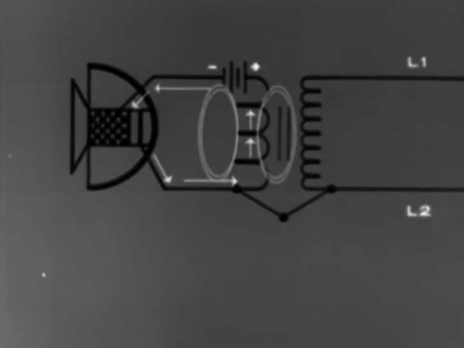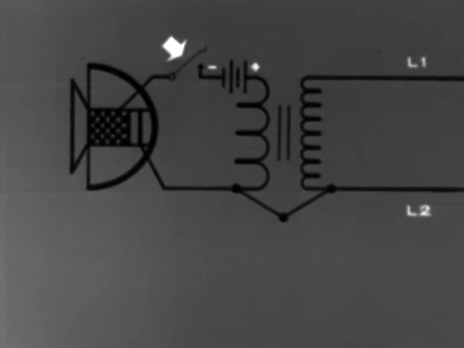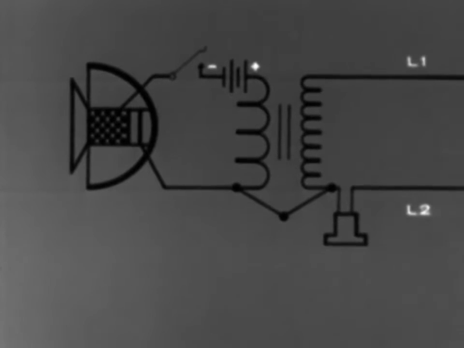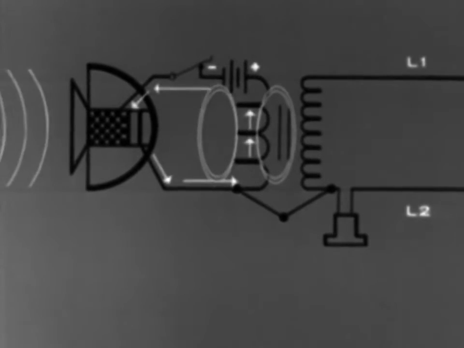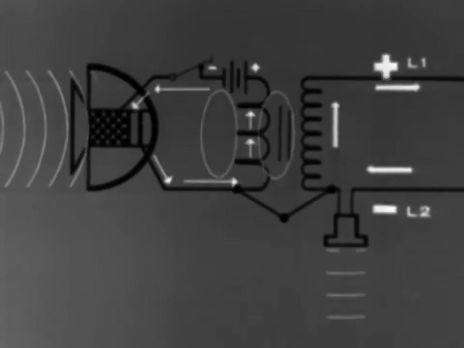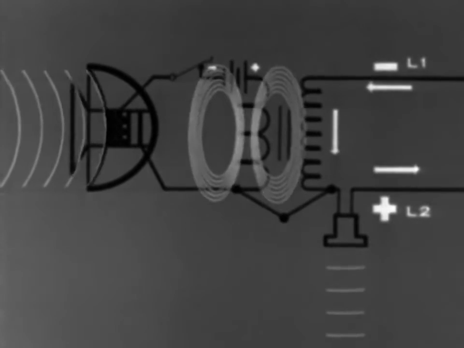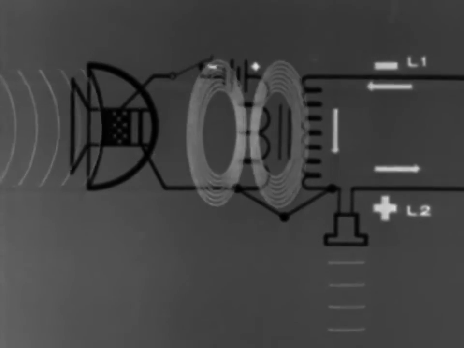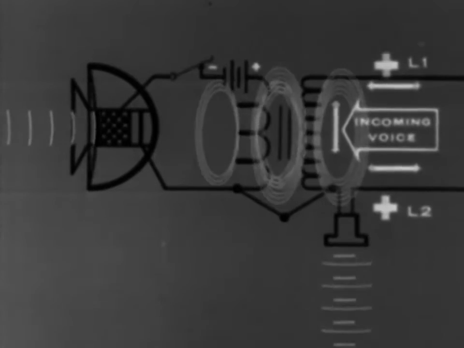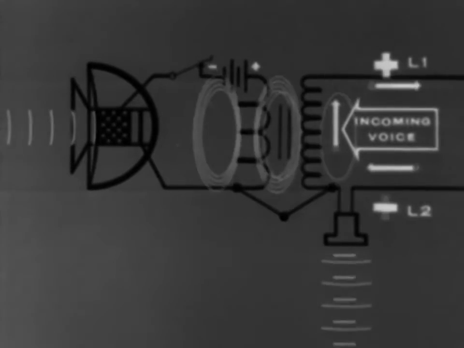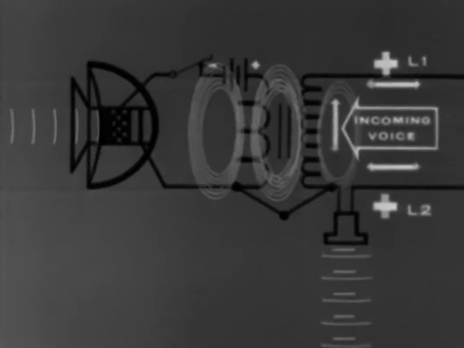Since our power will continue to drain even when we are not talking, our battery life can be prolonged by inserting a press-to-talk switch in the transmitter circuit. By adding a receiver, we are ready to talk, alternately receiving or sending. We can hear ourselves in our own receiver through an effect known as side tone. If we listen with our press-to-talk switch closed, the incoming voice will be interfered with by background noises coming from our own transmitter.